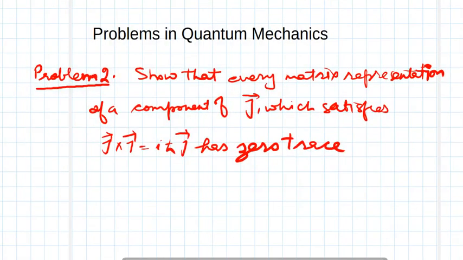Welcome to this lecture. In this lecture, I am going to solve a problem. The problem is as follows: I want to show that every square matrix, or every matrix representation of a component of J which satisfies J cross J equals iota h cross J, has zero trace. Here, J is the angular momentum, right? So let us try to solve this problem.